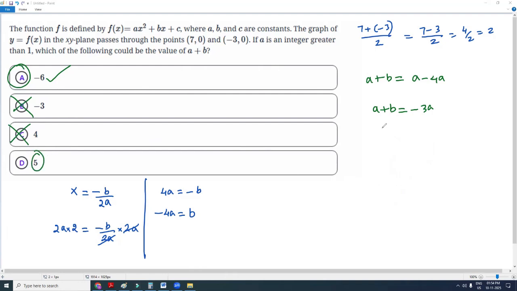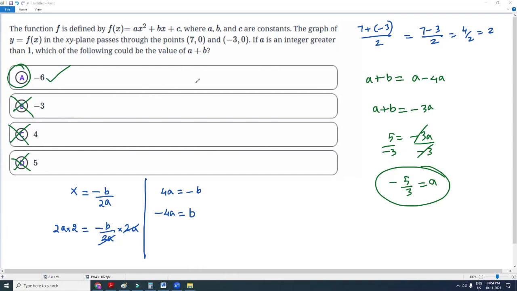And let's plug in this 5 for a + b over here. Then we have 5 equals -3a. Let's divide both sides by -3. Then this -3 will cancel out. We get -5/3 equals a. Again, the value we have for a over here does not satisfy the condition given. So this 5 could not be the value of a + b. So the value -6 in answer choice A could be the value of a + b.